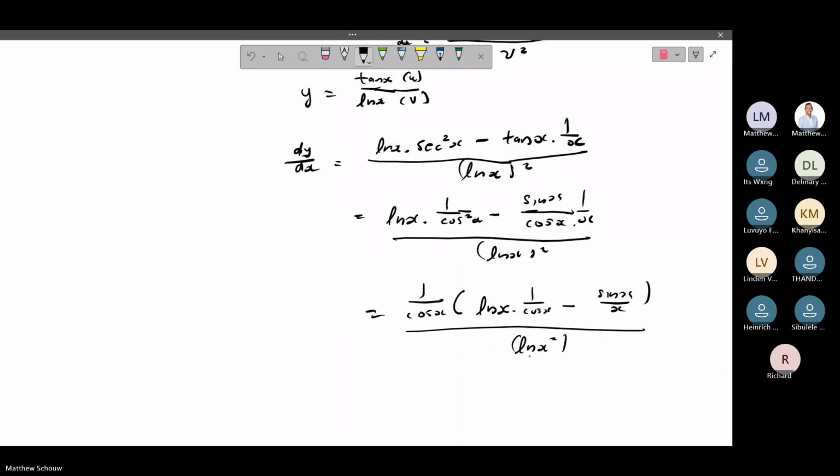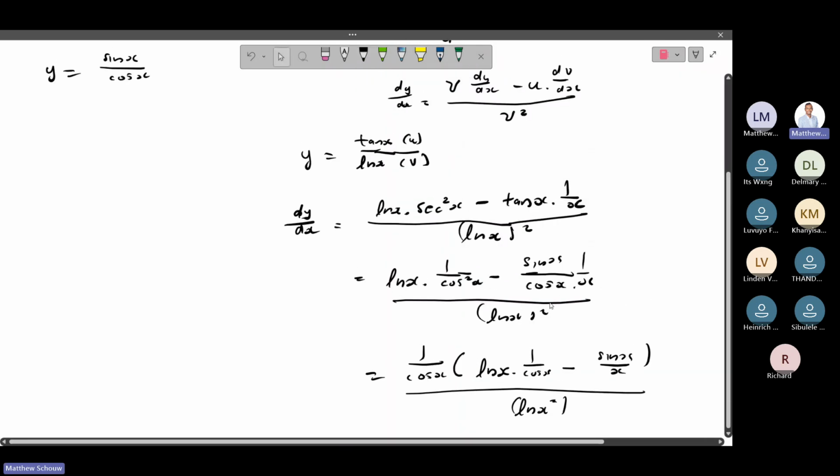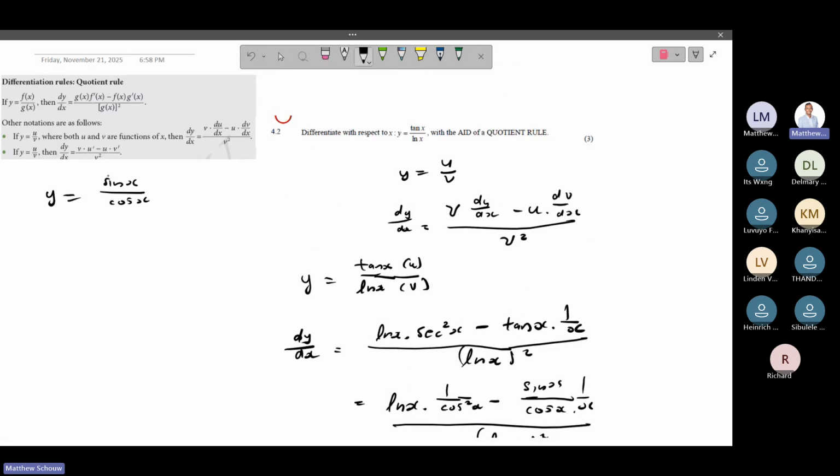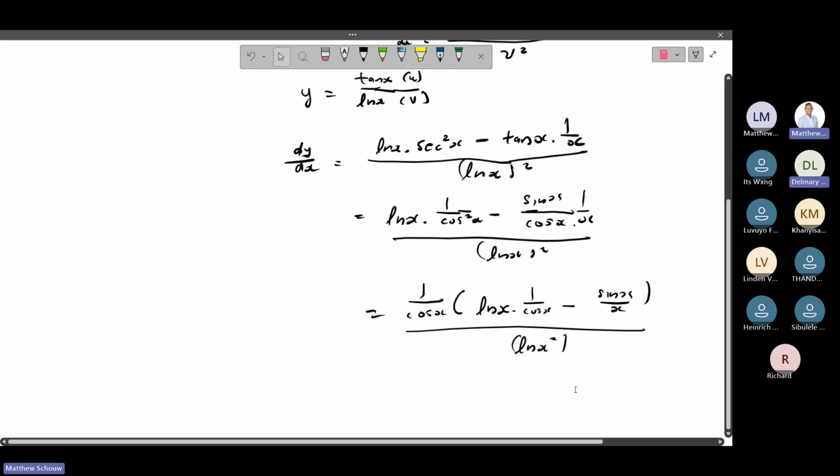The simplification part is more just looking for common factors. That's the key. So let me prove to you here that the derivative of sine x over cos x, which is tan x. Can I ask a question? Yes, you can.